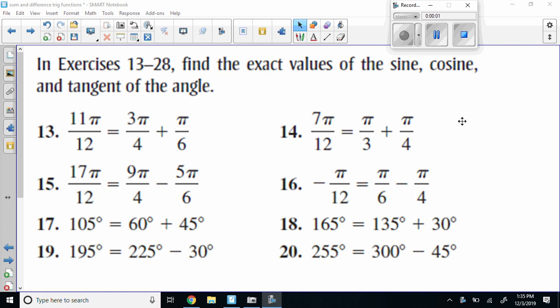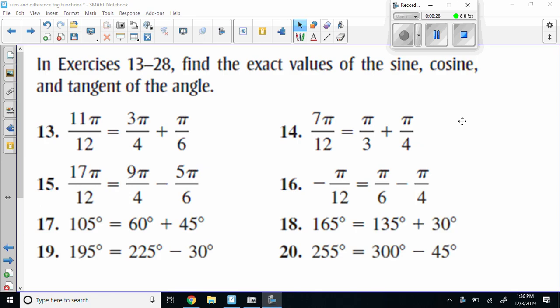Ladies and gentlemen, yesterday we looked at the trig functions when it comes to sum and difference properties. So I asked you to work on problems 13 through 20 for homework, doing sine, cosine, and tangent for all of these. They first give you 11π over 12, and they show you what it splits into, right? So that's the given information.